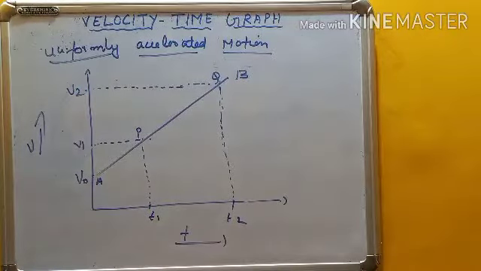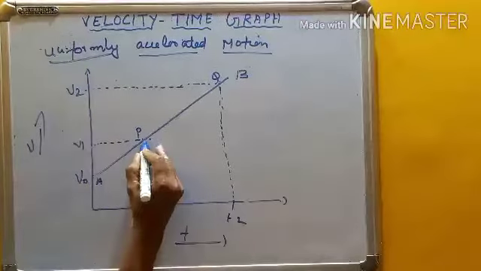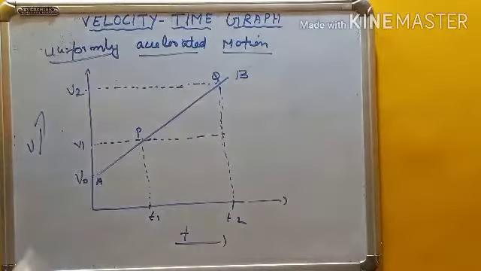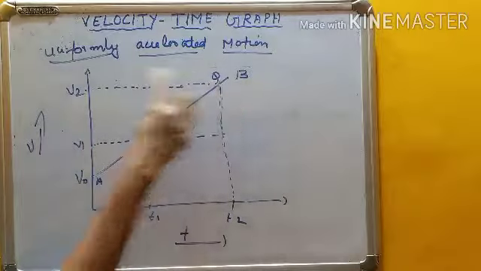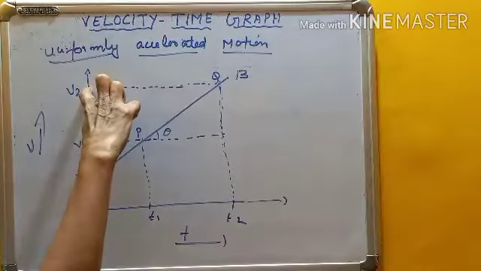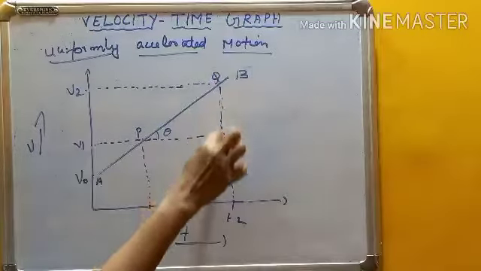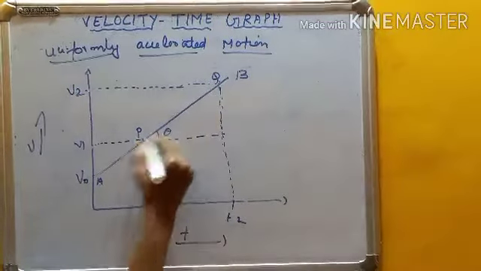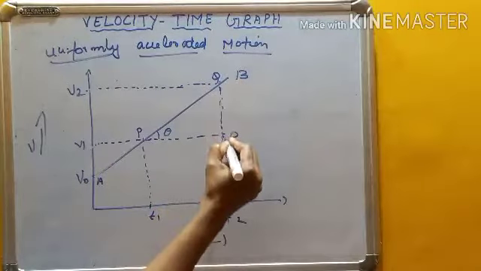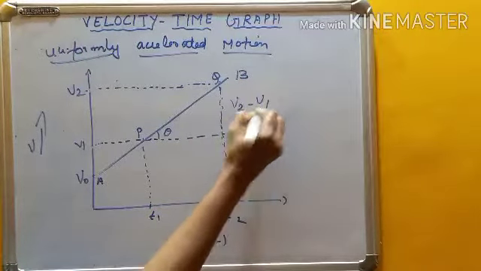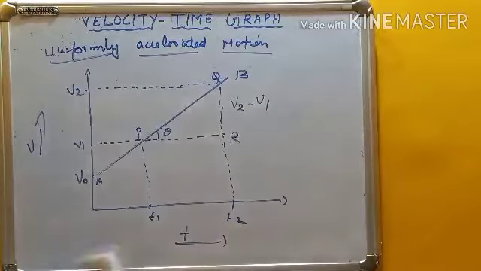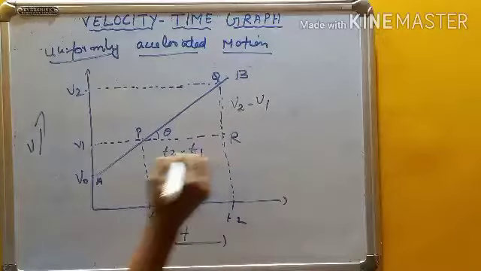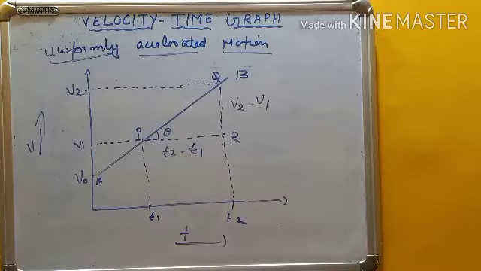So listen children, let the initial velocity be V1, and let this angle be theta. This point corresponds to V1 and this point corresponds to V2. Give the point, say, PQR, then this QR will be V2 minus V1, and this distance PR will be T2 minus T1. No confusion in that.